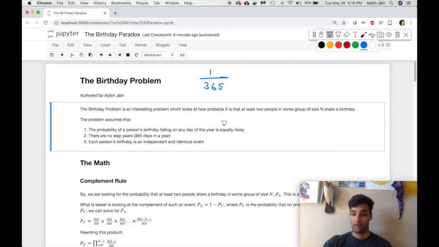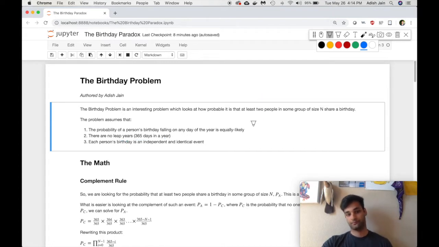The second thing is that we're going to assume that there are no leap years in this world. Okay, and that just makes the math a little bit easier. So we always assume 365 days per year, which allows us to use this probability for our first assumption.